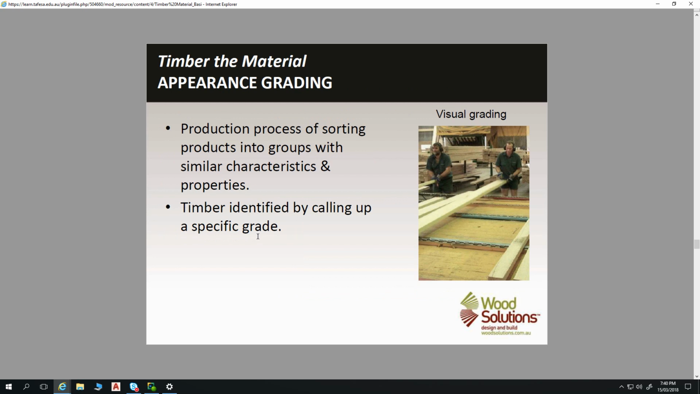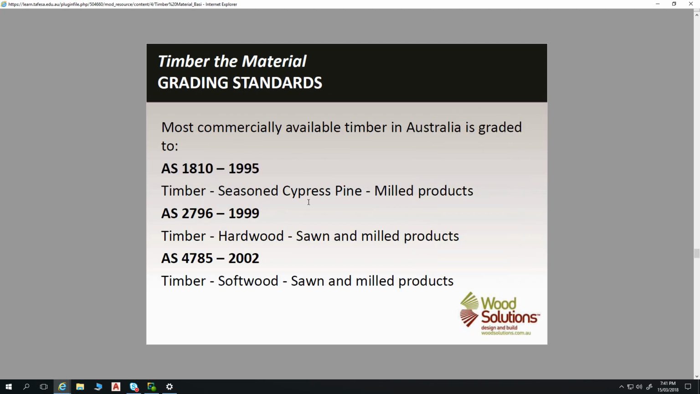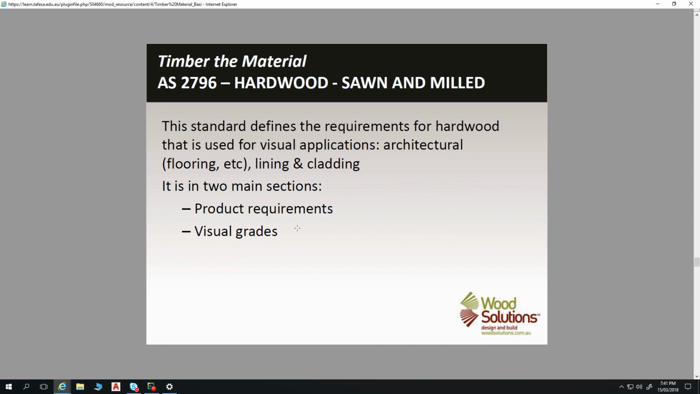Appearance grading is the process of sorting products into groups with similar characteristics and properties. The timber is identified by calling up a specific grade. The most commercially available timber in Australia is graded to AS 1810 for timber seasoned cypress pine, 2796 for hardwood, sawn and milled products, and 4785 for softwood, sawn and milled products.